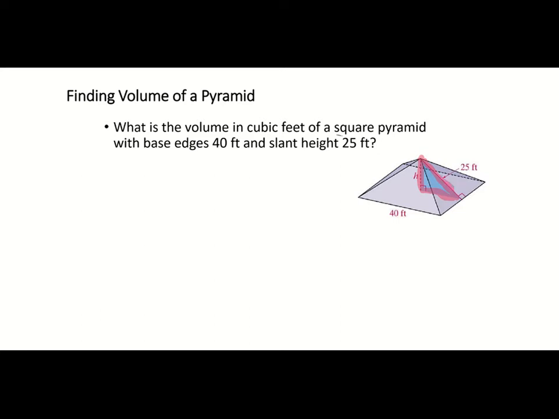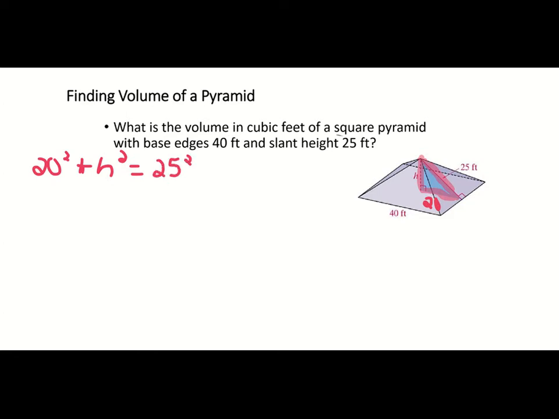We know that this is 25 feet. We want to find the height. We have a right triangle here. It does go to the center of the pyramid, so that means that this distance right here is 20 feet. So to find the height, what we need to do is use our Pythagorean theorem. So we have a leg, which is 20 squared, plus h squared for the height, equals 25 squared.